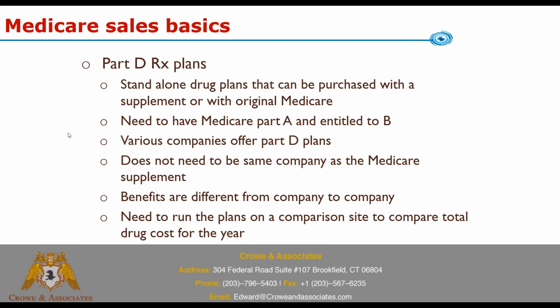Okay, let's talk about Part D plans. Some basic stuff here. Standalone Part D plans, you can purchase for somebody who's on original Medicare only and they just want a Part D, or somebody with original Medicare, a supplement, and Part D. One misconception is people think you have to have A and B to get a drug plan. You don't. You only need to have Medicare Part A. You don't have to be enrolled in B to get a drug plan.